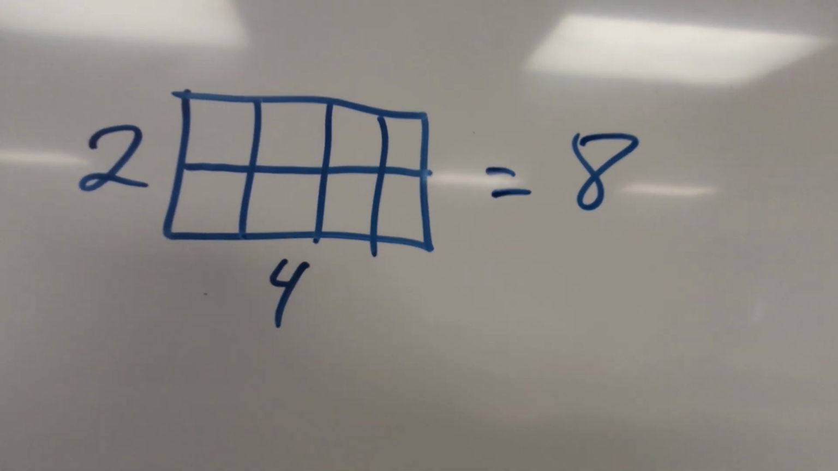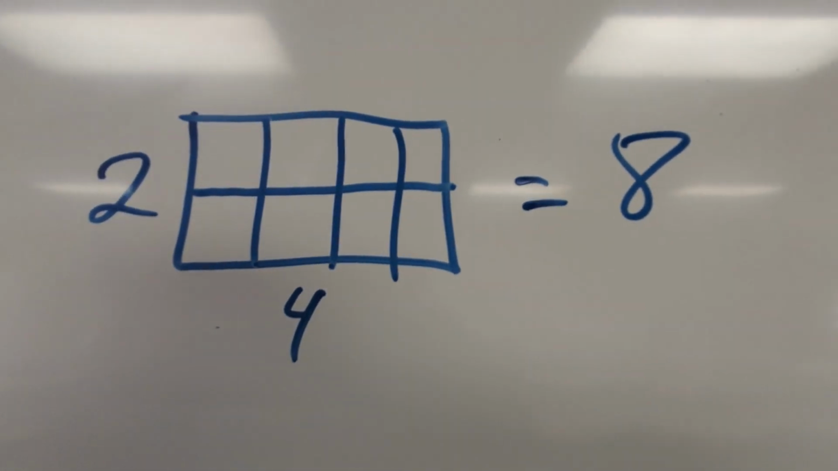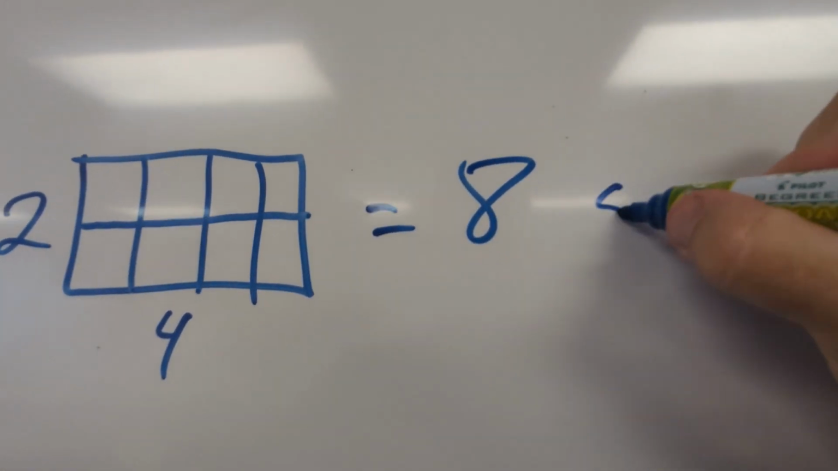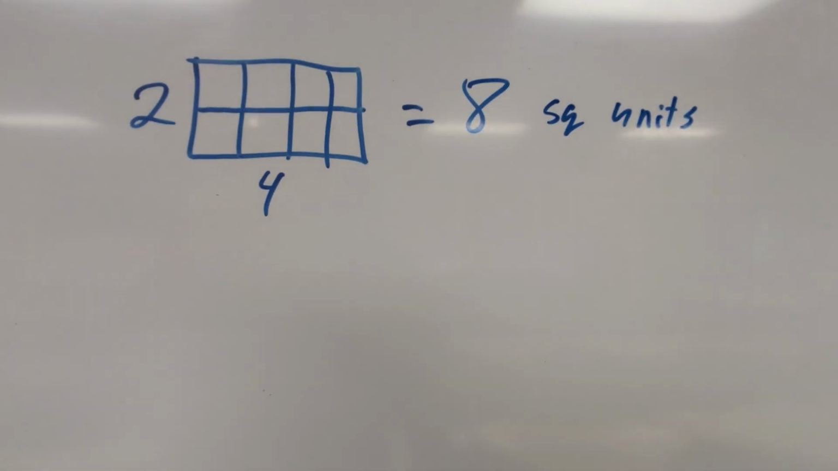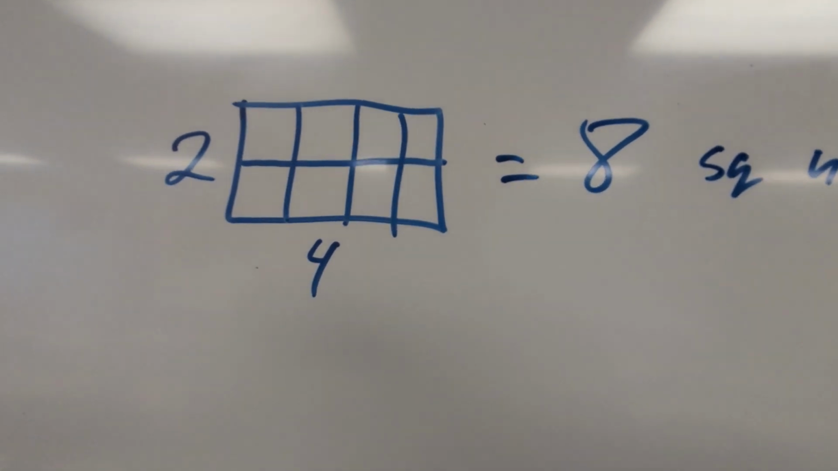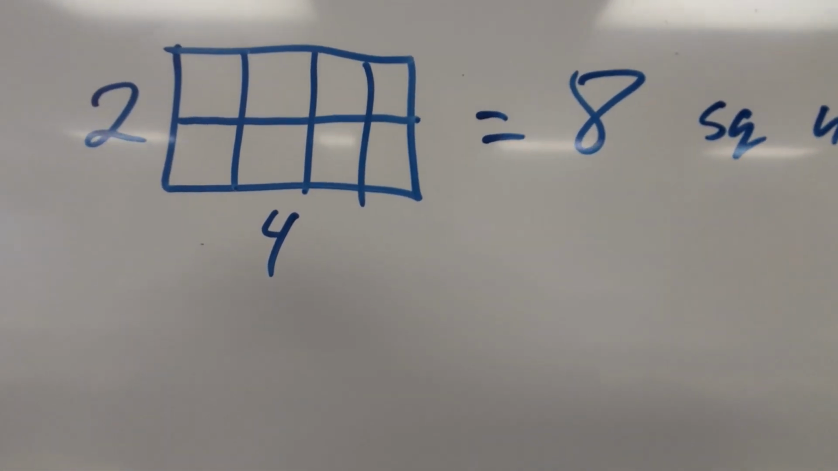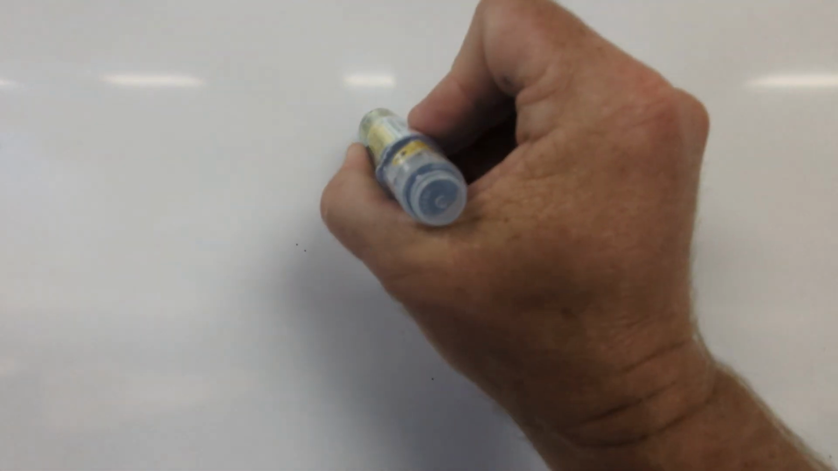That's area. You were covering up an area of your desk with these square units. Your answer is 8 square units. That's how much of your desk was being covered up. That's all area is. So area for rectangles is simply base times height. Parallelograms, how does that work?